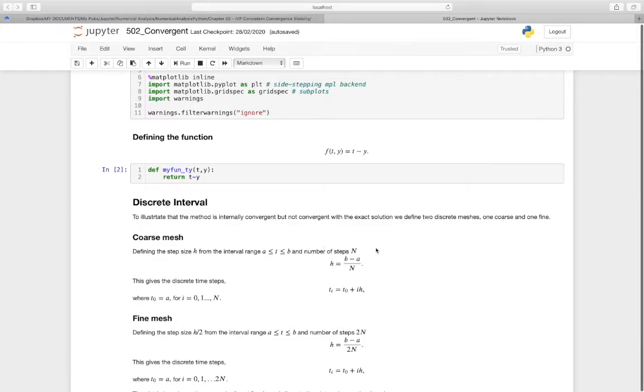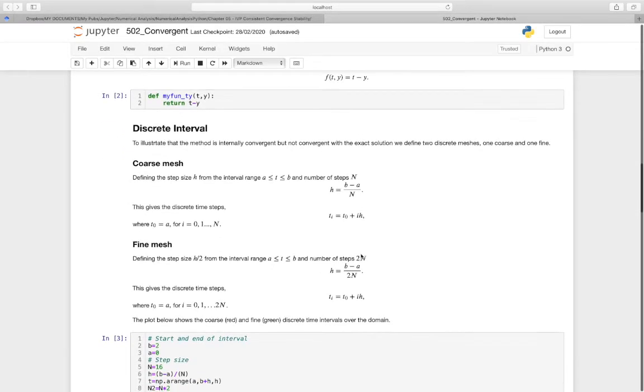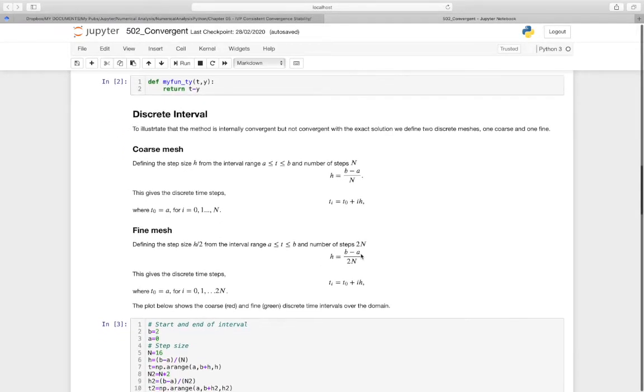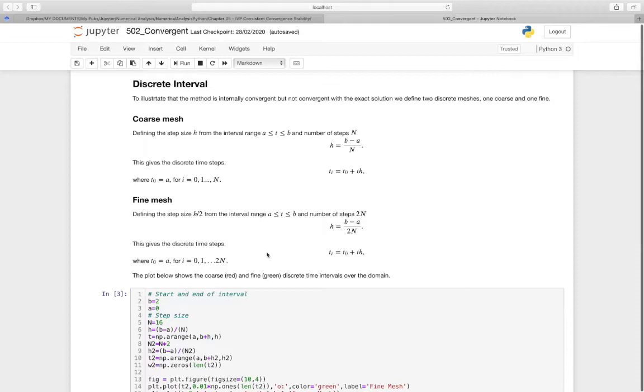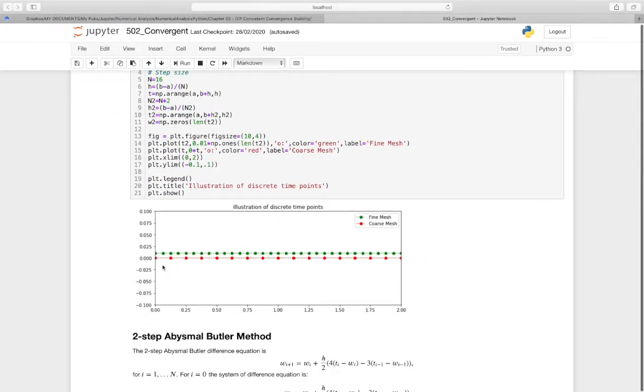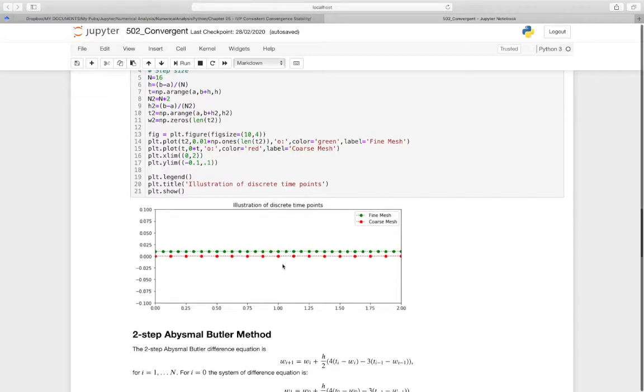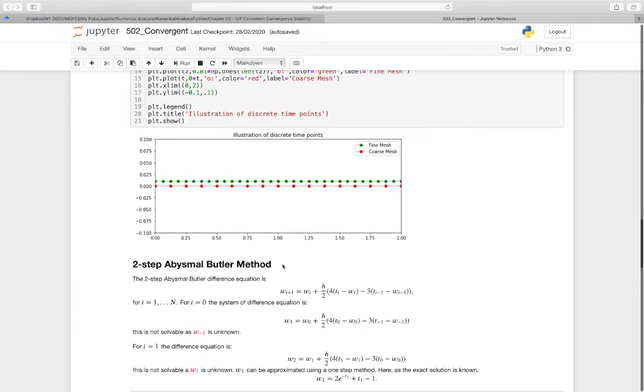The coarse mesh is n equal to 16 and the fine mesh is n equal to 32. So here we have the coarse mesh and the fine mesh. And what we have to do is compare the solutions at the coarse mesh points. Now that'll show that the error is going down, that the solutions are approximating each other well, but that they're not doing the right thing.